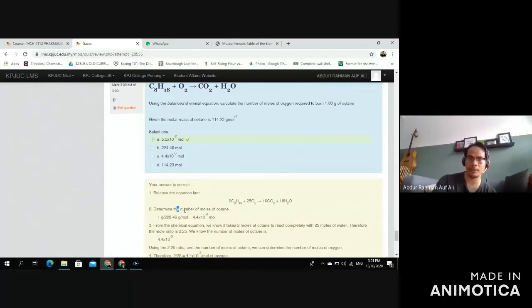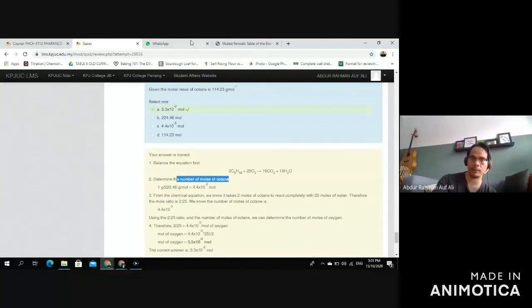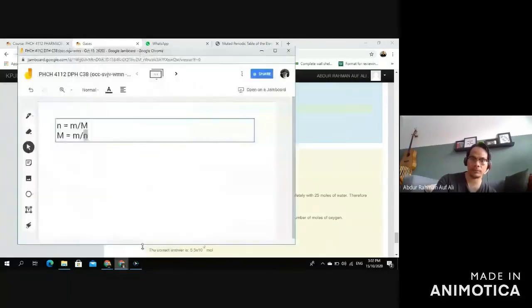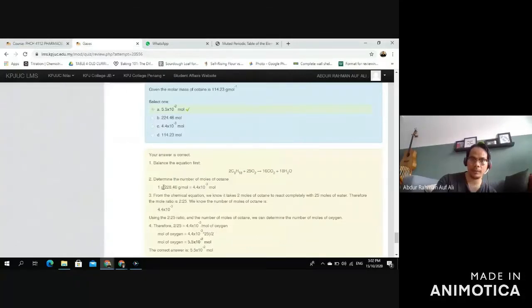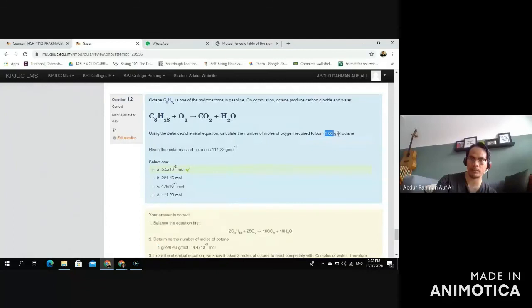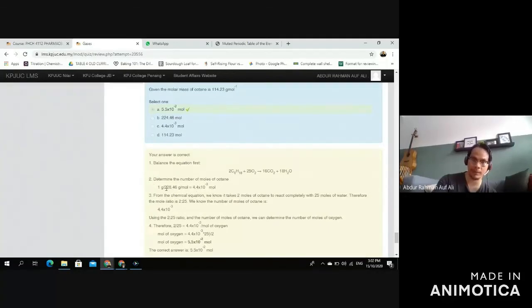First, we need to determine the number of moles of octane. How do we determine that? We convert this 1 gram to the number of moles. We use the formula n equals m over M, okay, lowercase m for mass and uppercase M for molar mass. Here I have put 1 gram. Okay, the mass is 1 gram because in the question here we have 1 gram of octane. We want to know how much oxygen is needed to burn 1 gram of octane. So 1 gram is the mass here.